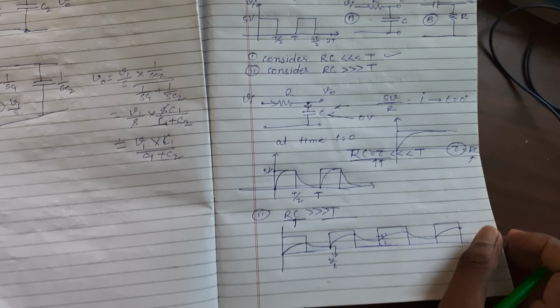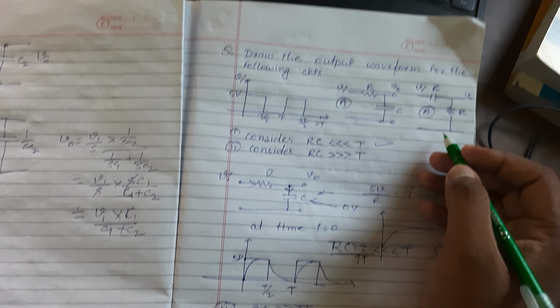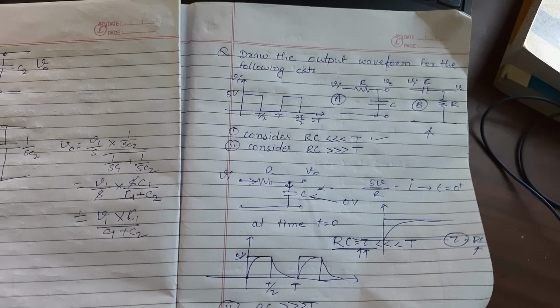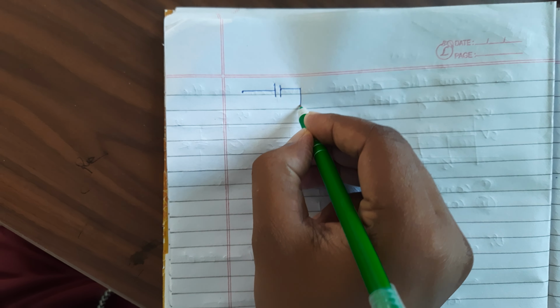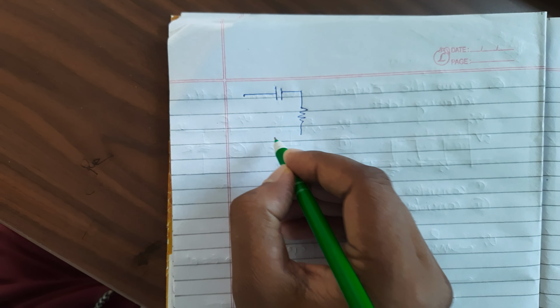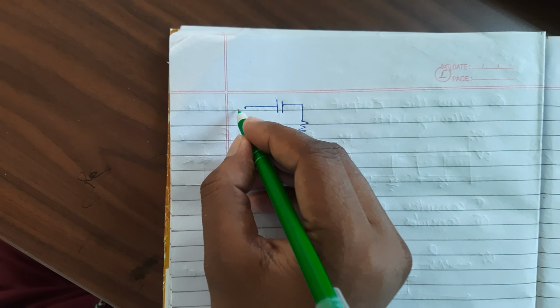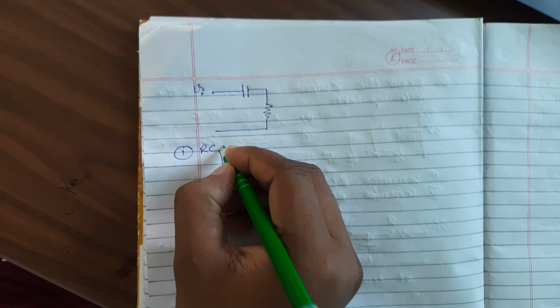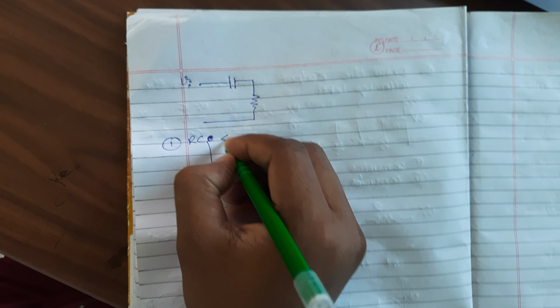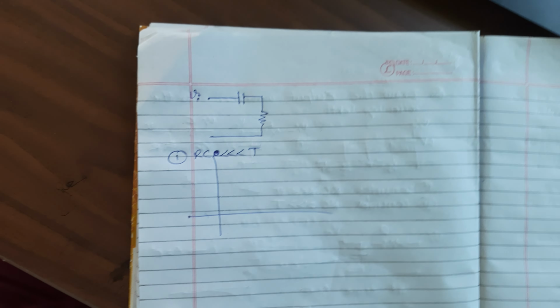Now we will consider this case for the second circuit. So let's make the circuit. Here it is capacitor and here it is resistor. So here Vi is applied. First we will consider RC much less than its time period.